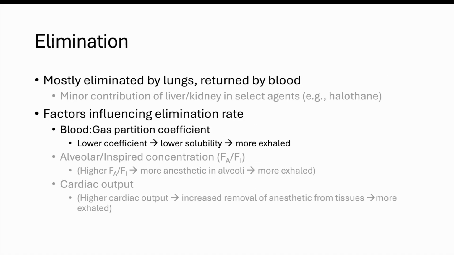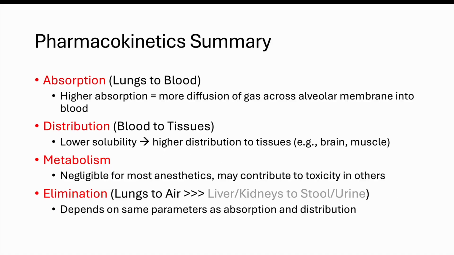Once again, elimination is largely handled by the lungs through the same pathways we discussed earlier for absorption and distribution, but in the reverse direction. Thus, a compound with a lower blood-to-gas partition coefficient will be rapidly distributed back to the lungs where it will be exhaled. Other components of elimination of anesthetics are complex as they reflect differences in the pharmacokinetics during induction versus emergence of anesthesia, so they are not explored here.